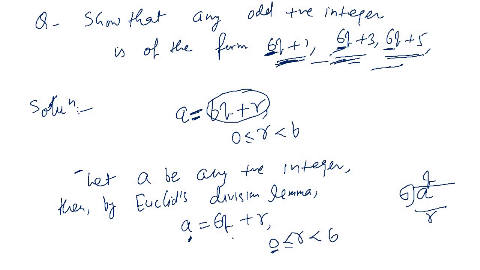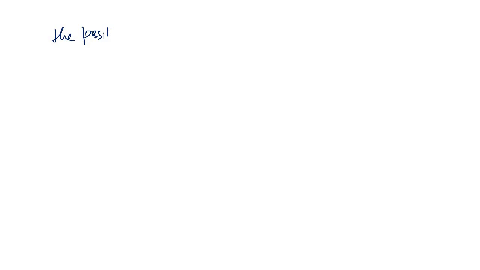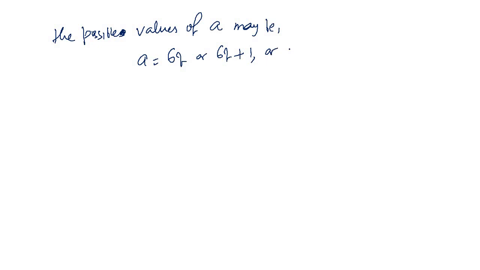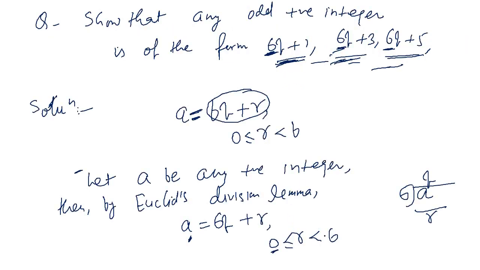What would be the possible values of a? If we put r equal to 0, this would be 6q. If we put r equal to 1, 6q plus 1. If r equal to 2, that would be 6q plus 2. If r equal to 3, we get 6q plus 3. If r equal to 4, we get 6q plus 4. If r equal to 5, we get 6q plus 5. Further, we will not put any value because the values of r should be less than 6.